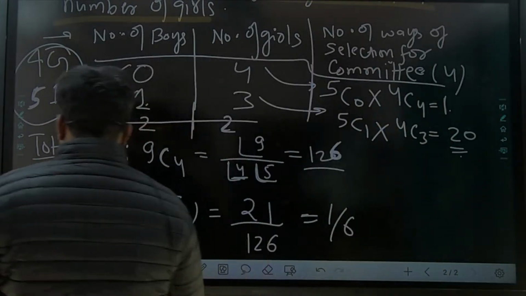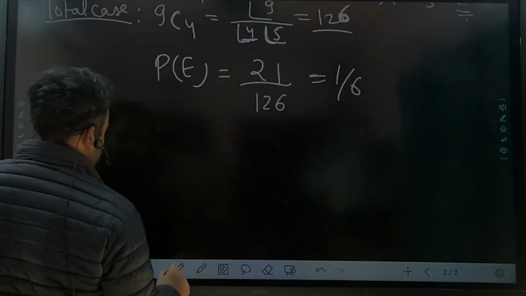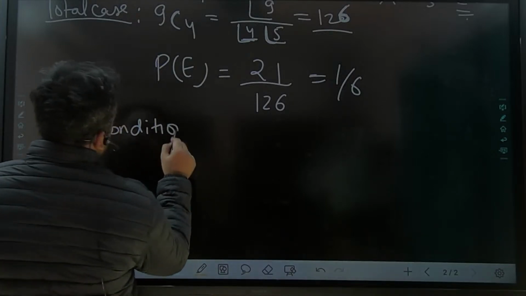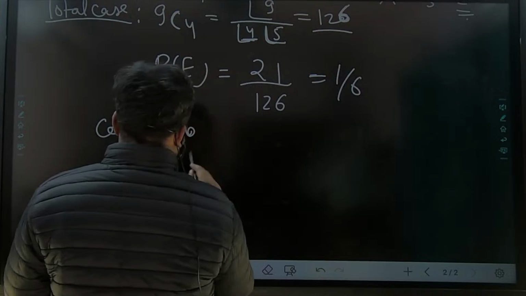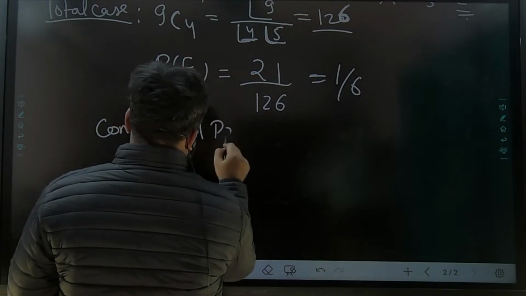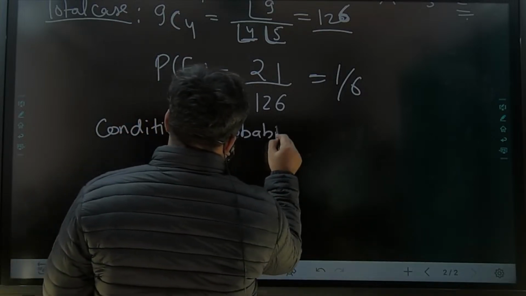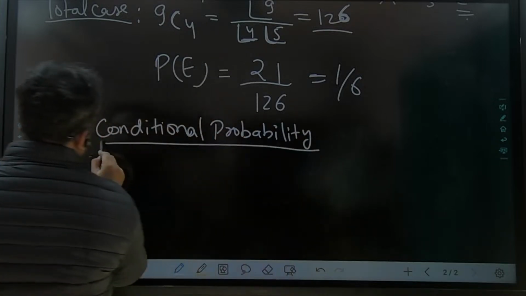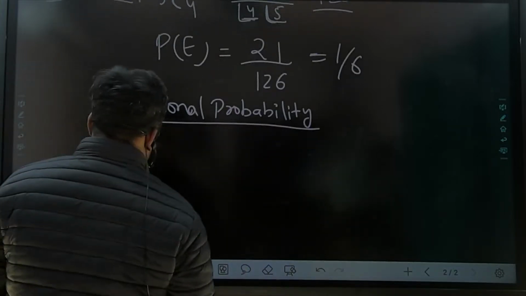Then we'll see more problems through another topic, conditional probability. This is the base for total probability and Bayes theorem. So what is this conditional probability?